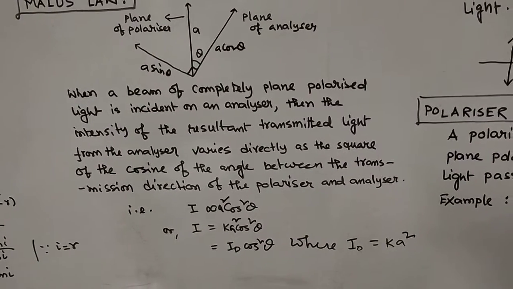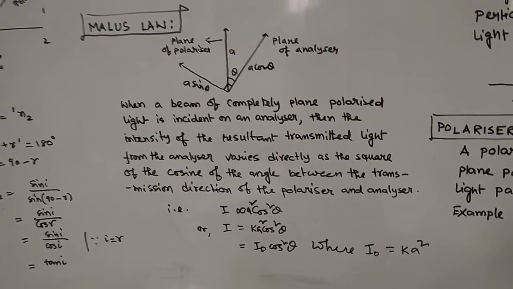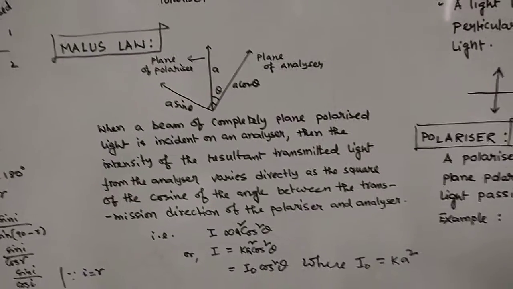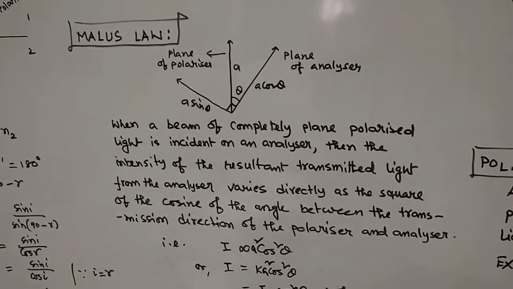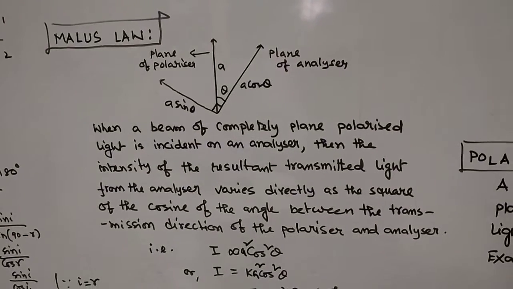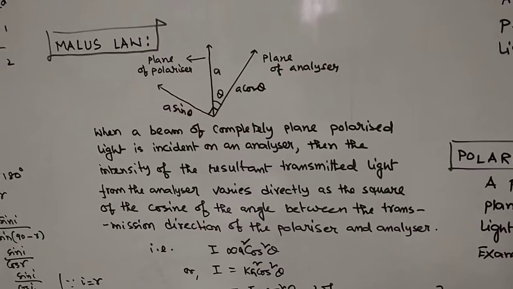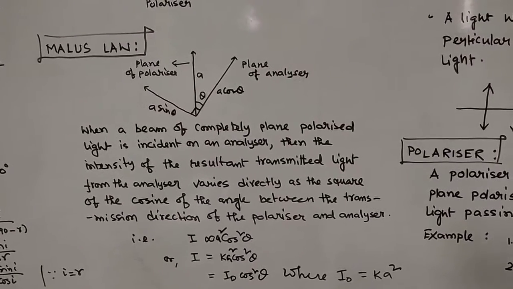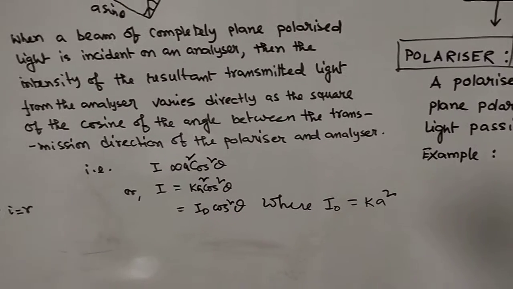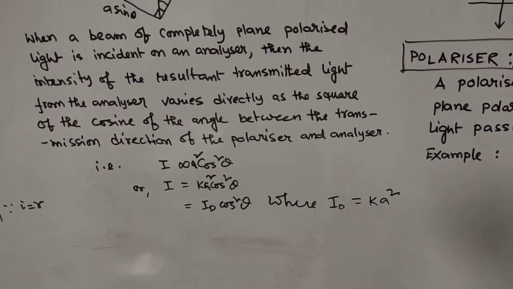Okay, and we have got this one by considering intensity proportional to the square of the amplitude. As we are interested in defining the intensity of the light that comes out from the plane of the analyzer, that's why we have to consider the amplitude of the light that comes out from the analyzer. That is nothing but a cos theta. And if we are interested in defining the intensity, then we have to take the square of the amplitude of the light that comes out from the plane of the analyzer. So I is proportional to a square cos square theta, I equals k a square cos square theta, and k a square is your I naught, so I naught cos square theta.